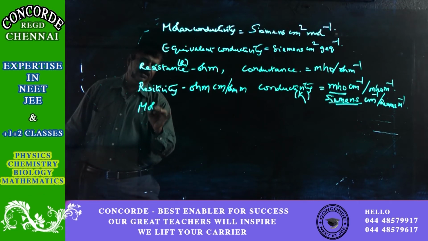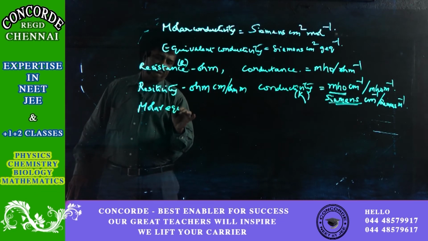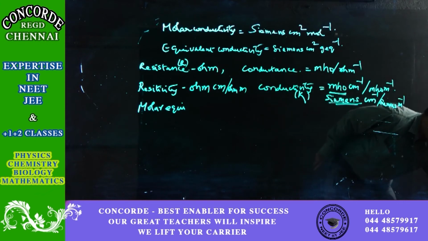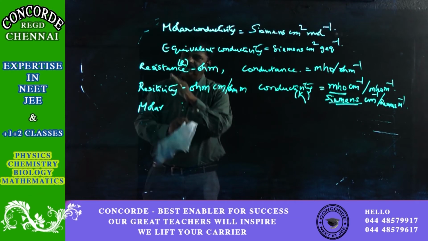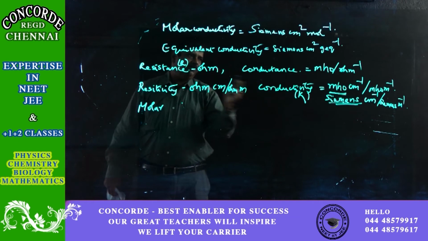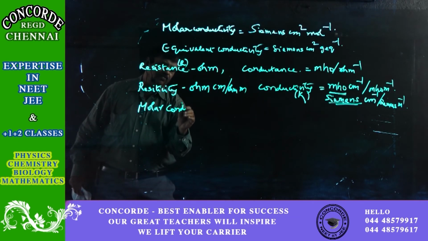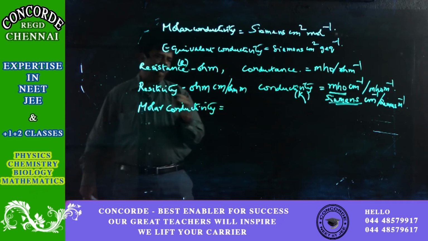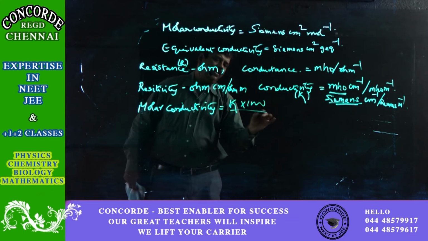Now coming to molar conductivity. In case the electrolyte solution has a strength of 1 molar, then we call this molar conductivity. In all these places, resistance, resistivity, conductance, conductivity are all applicable to solid conductors. So now only we are coming to liquid conductors. So molar conductivity is kappa into 1000 by molarity.